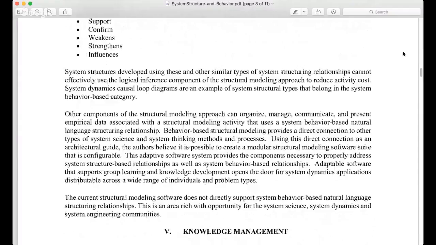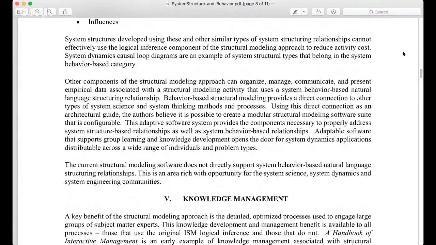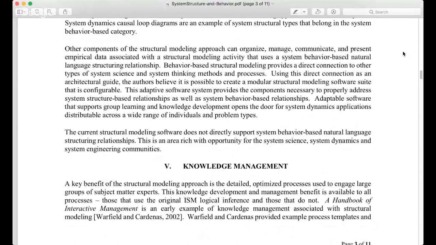So the current structure modeling software that we've developed doesn't really support these behavior-based types of natural language relationships well. So what we're going to do is explore some other areas and see if we can improve that and create one or more types of approaches that will help us incorporate these types of behavior-based relationships.